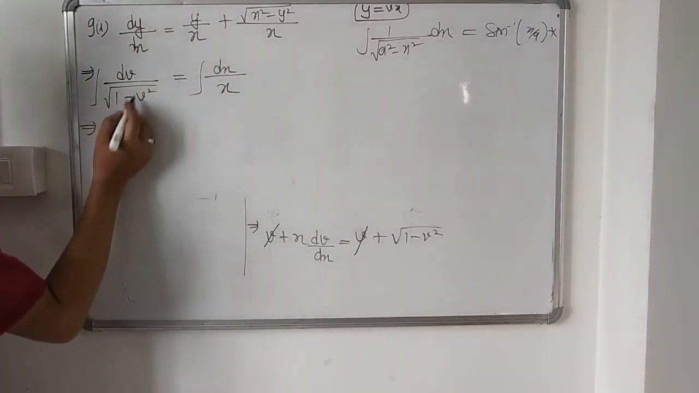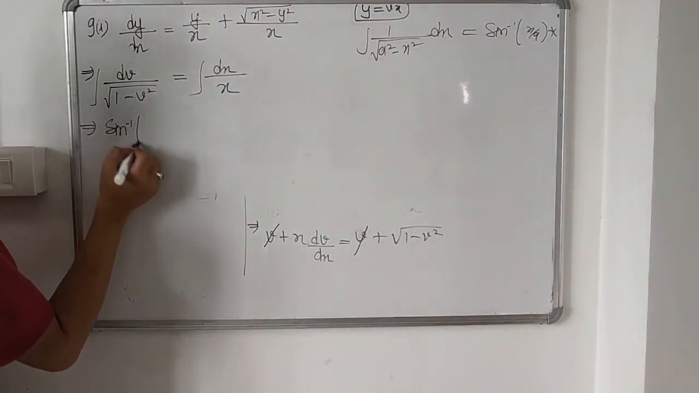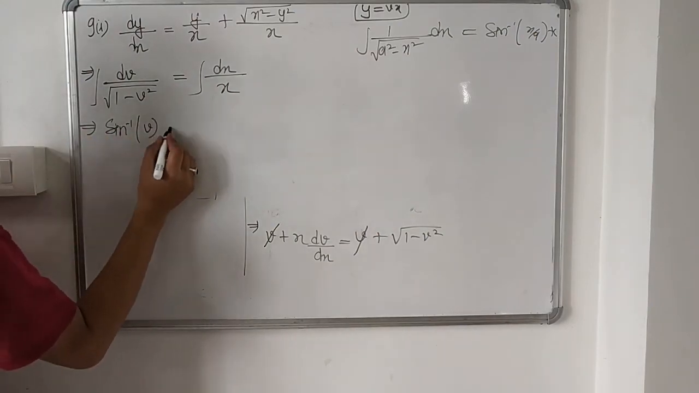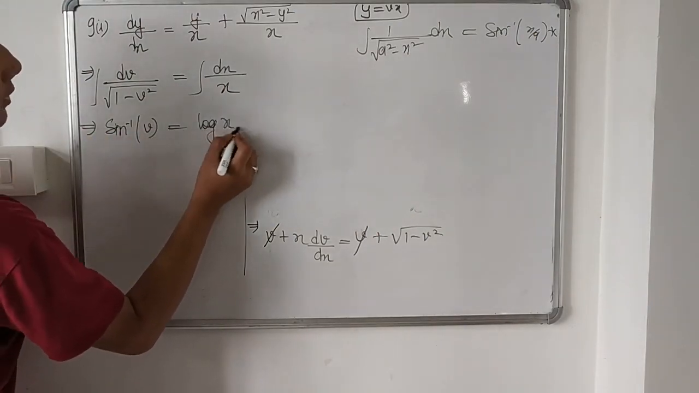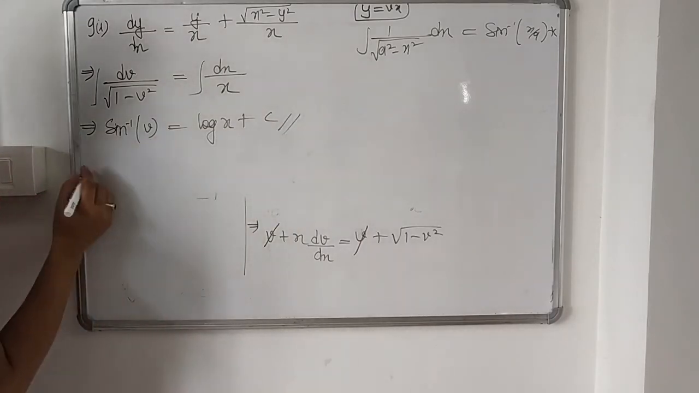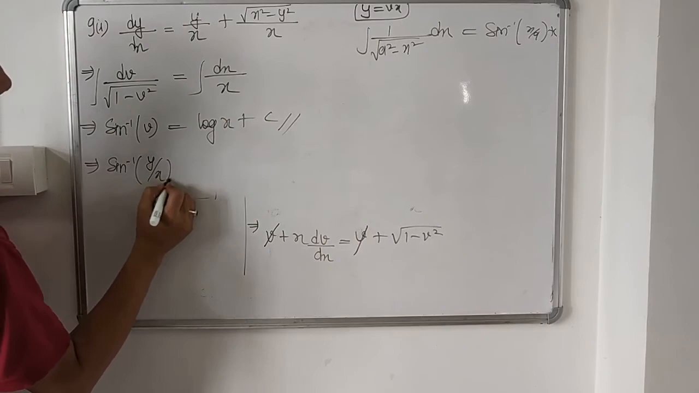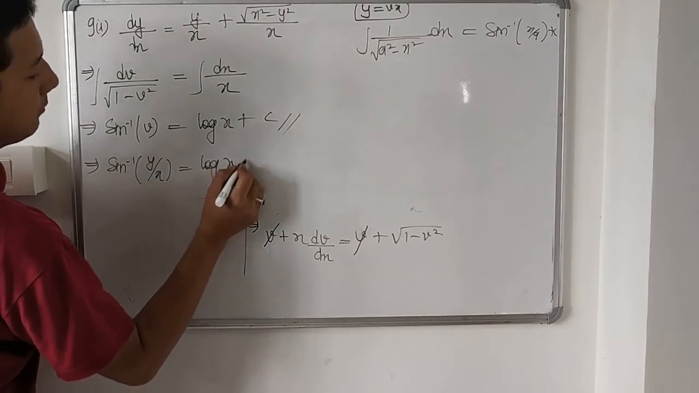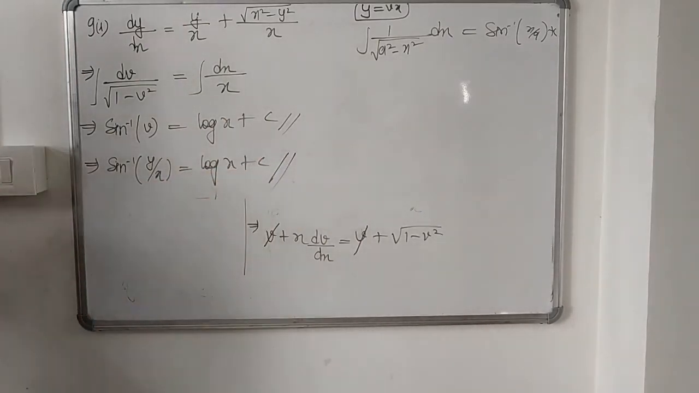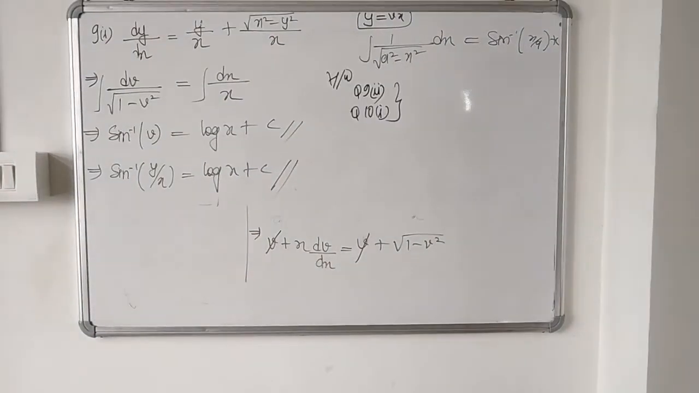So hence the same thing here, but sine inverse x by a, where a is 1. So sine inverse v equals log x plus c. Finally, we'll put the value for v as y by x. So this is log x plus c. Okay, so please pause the video and note it down.